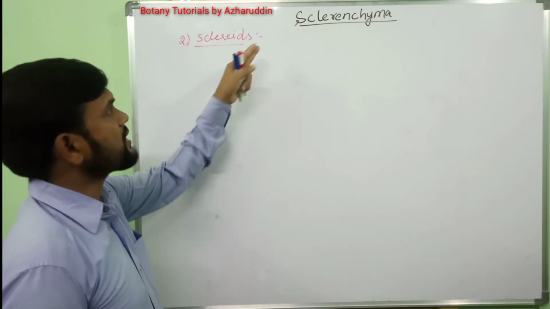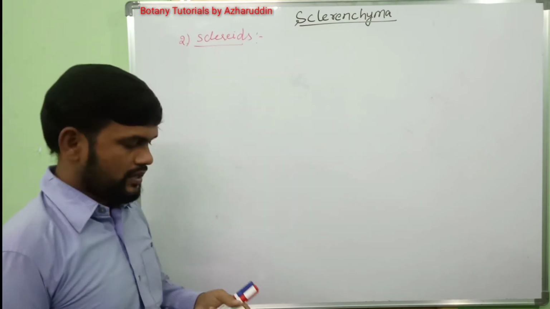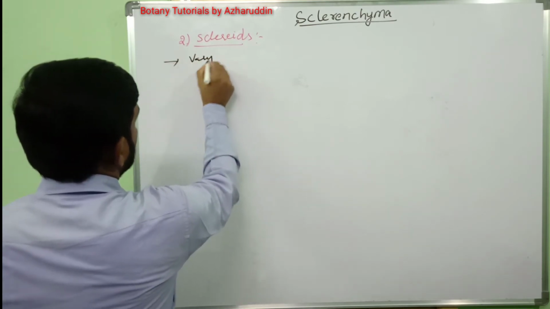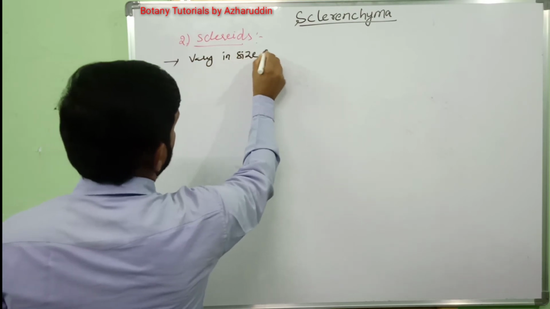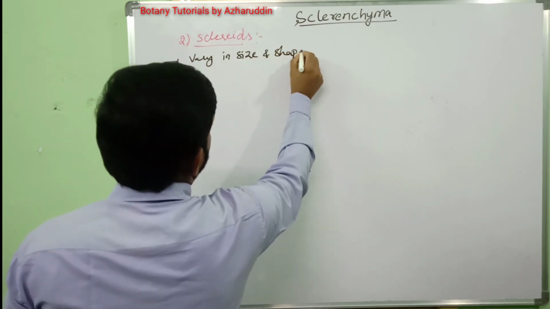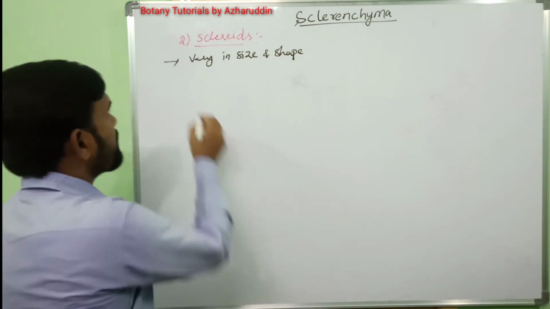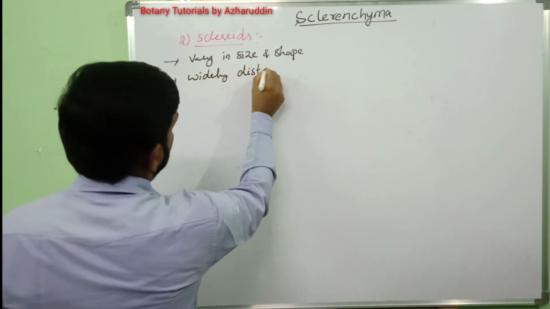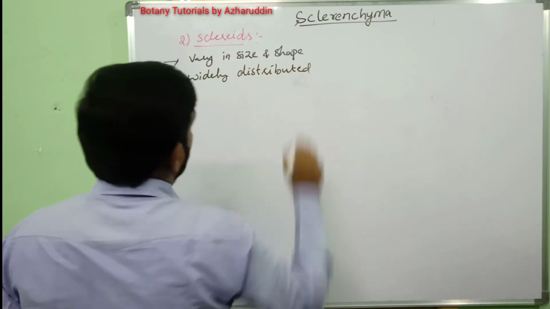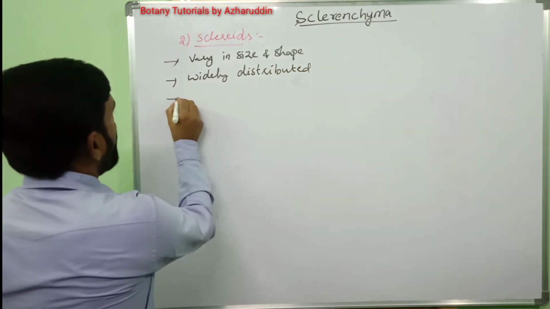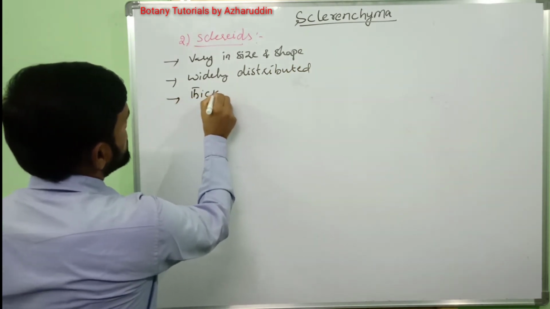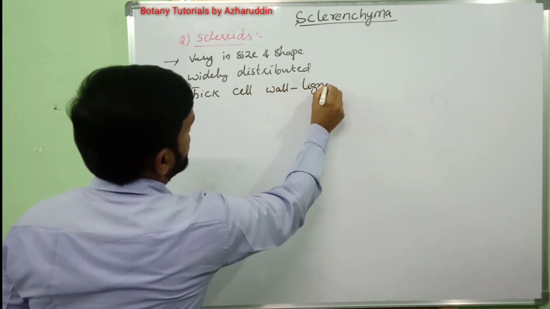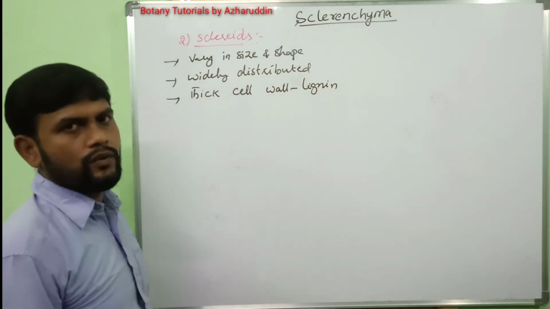In the sclerenchyma, the second type of cells are sclereids. Sclereids vary in their size and shape, and they are widely distributed in different parts of the plant body. They also have a thick cell wall, and this cell wall is made up of lignin. Lignin is deposited in the cell wall.